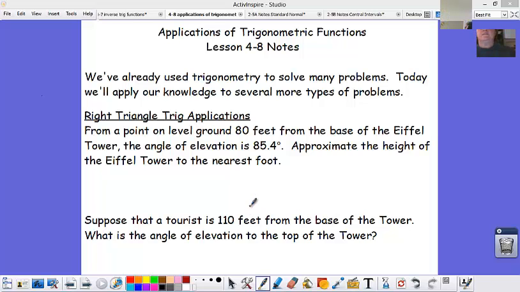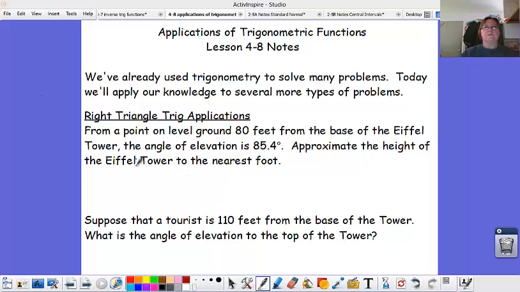Hi, today we're going to start our last section in chapter 4, applications of trig functions, and we're going to look at some right triangle trig applications. We're going to look at some information about bearings and headings, and then some simple harmonic motion, which some of you will recognize from your physics classes. But we're going to begin with right triangle trig.